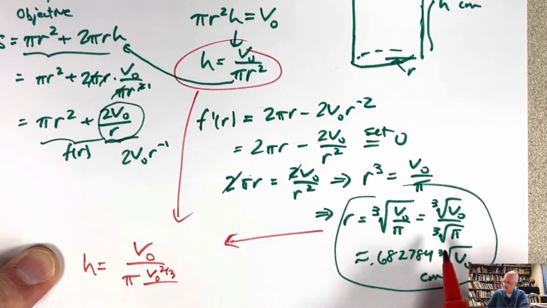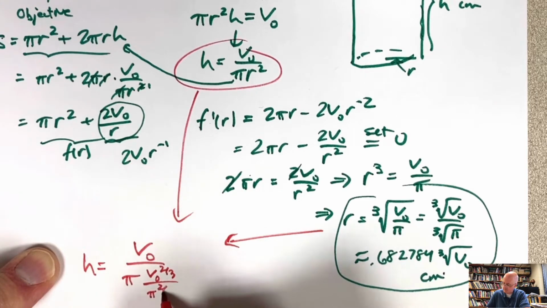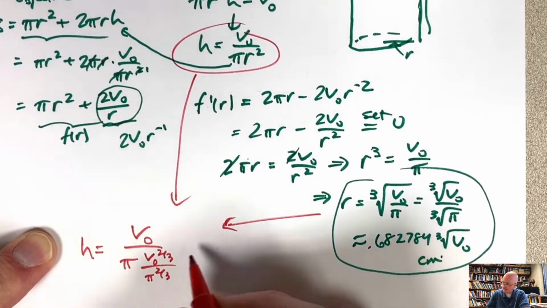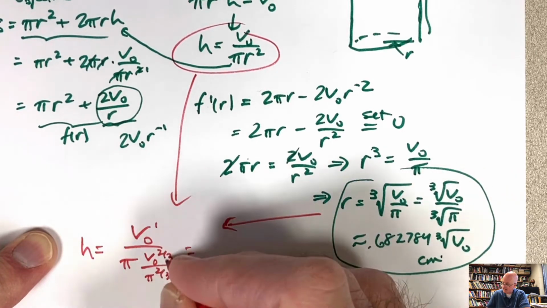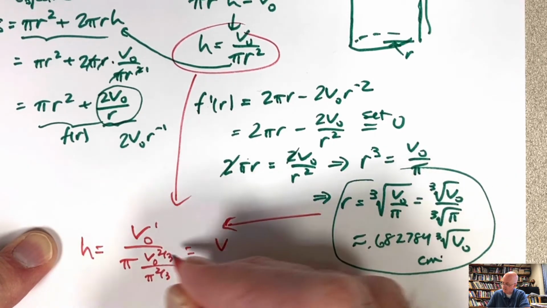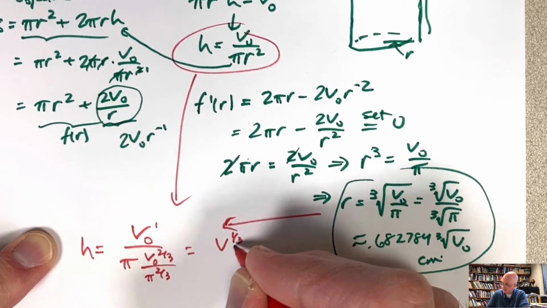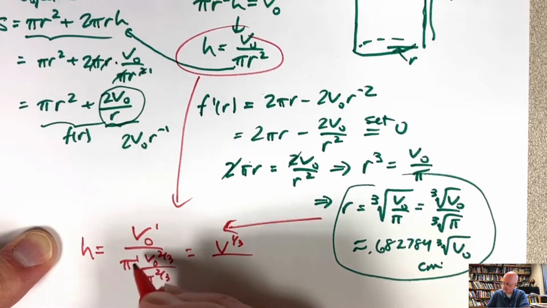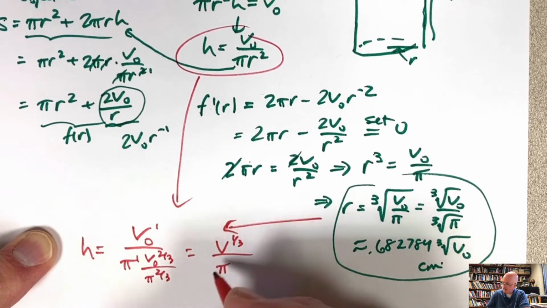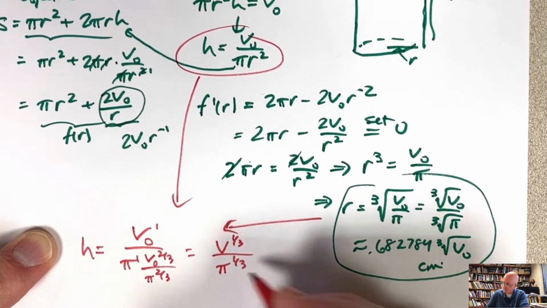And cube root of pi squared is pi to the 2/3 power. And we can simplify this. This is a v0 to the 1st power up top. Subtract those exponents. You're going to get v0 to the 1 minus 2/3 power, which is 1/3. On the bottom, it looks like you're going to get some cancellation as well. You could write that as pi to the 1 minus 2/3, pi to the 1/3.